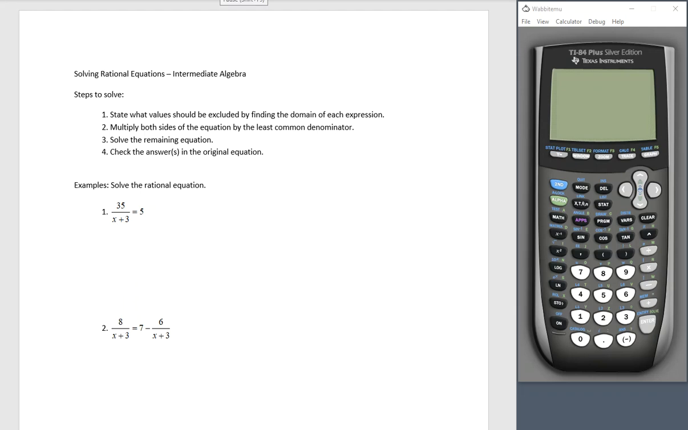Hello, and welcome to Solving Rational Equations. This is going to be an intermediate algebra look, which means most of our examples will be easier than what they could be later on in college algebra, pre-calculus, and that sort of thing.